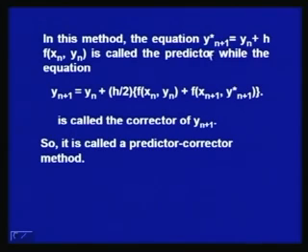In this method, the equation y n plus 1 star equal to y n plus h f x n, y n is called the predictor, while the equation y n plus 1 equal to y n plus h by 2 into f x n, y n plus f x n plus 1, y n plus 1 star is called the corrector of y n plus 1. So, it is called a predictor-corrector method.